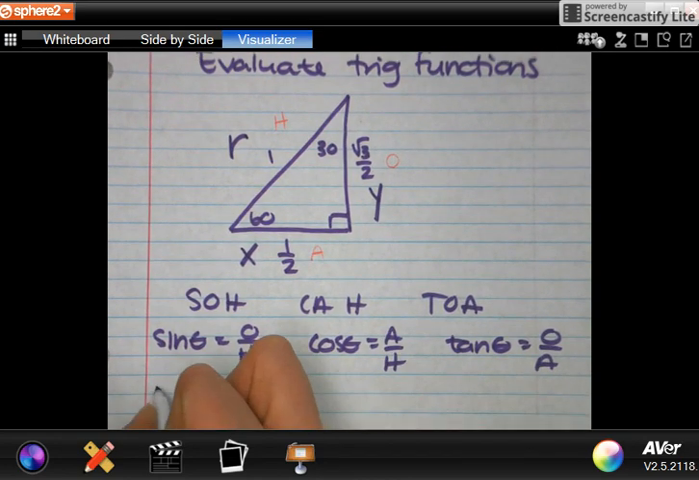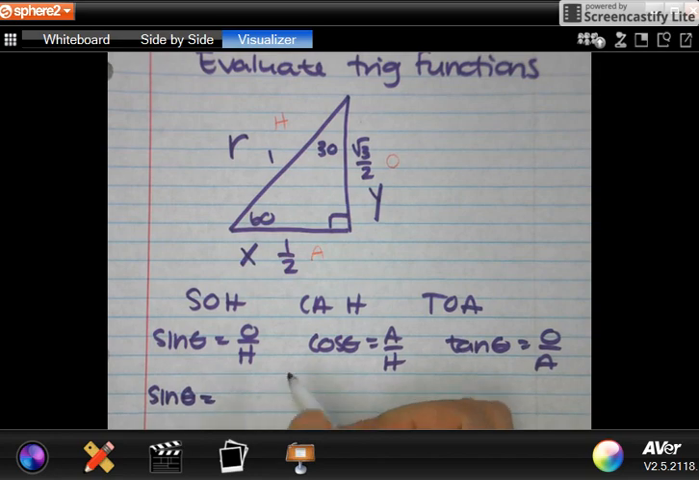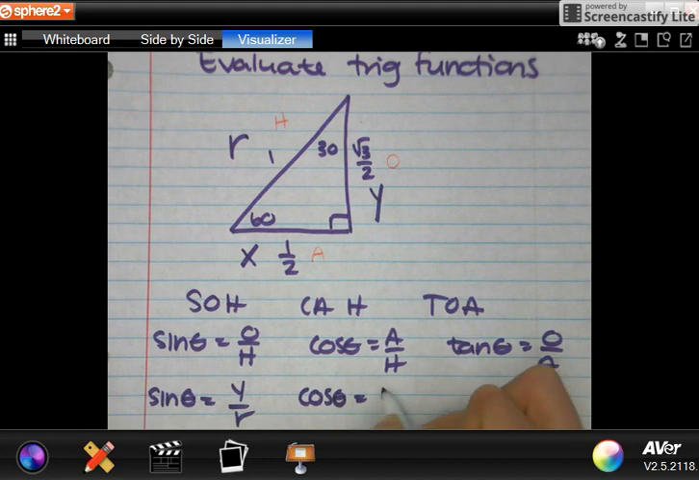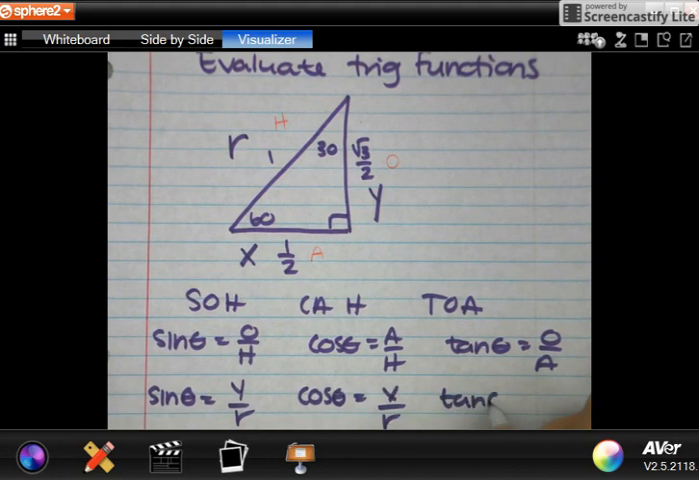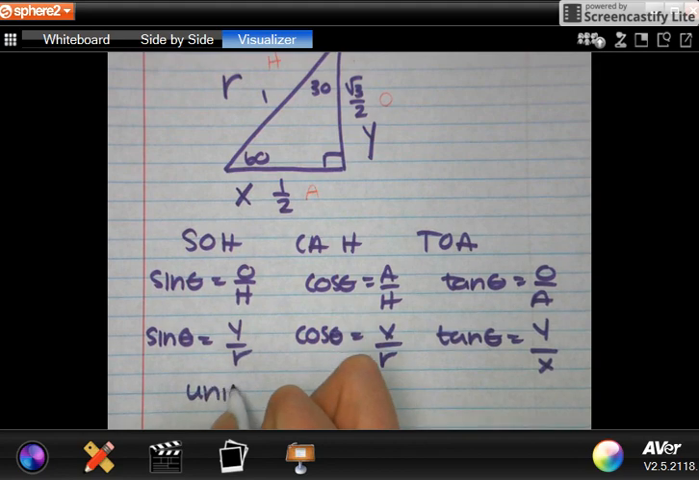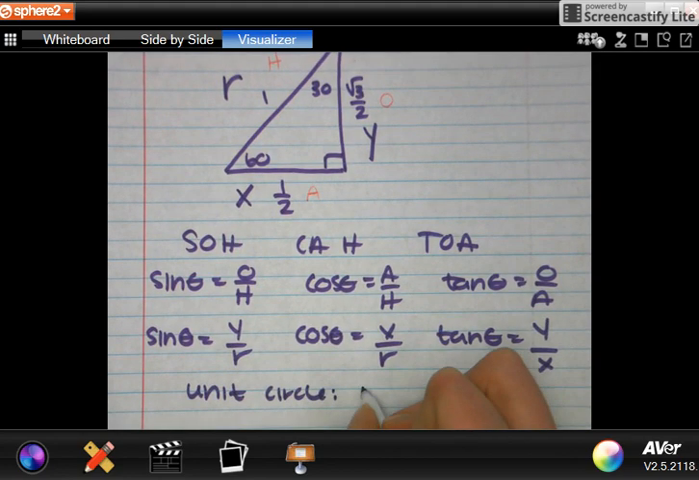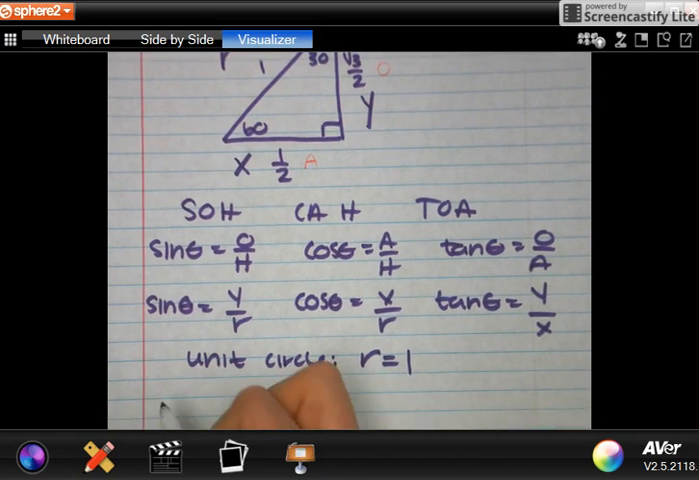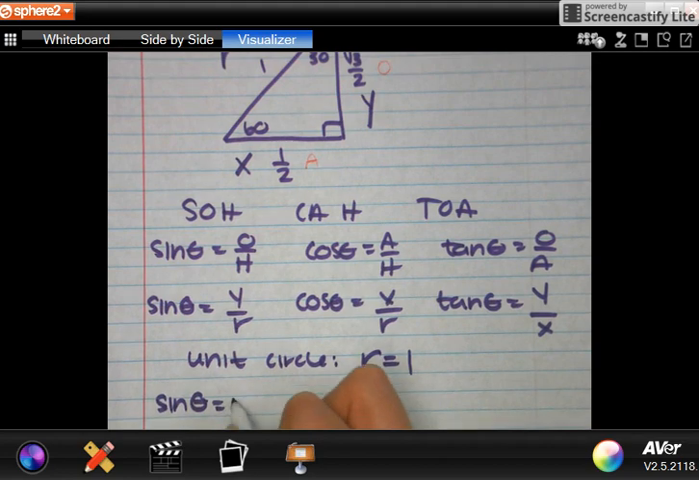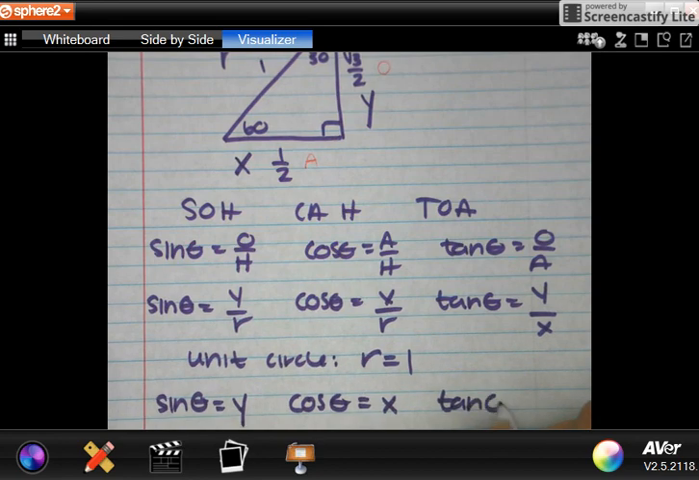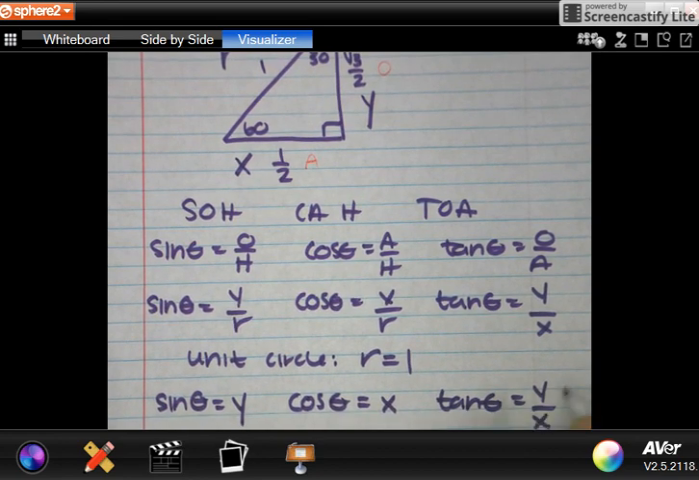For that reason, we can consider that sine of theta is y over r, cosine is x over r, and tangent is y over x. But since we're on the unit circle, r has a radius of 1. So all of these formulas, well, these two at least, can be simplified: sine of theta is equal to y, cosine theta is equal to x, and tangent just stays as y over x.